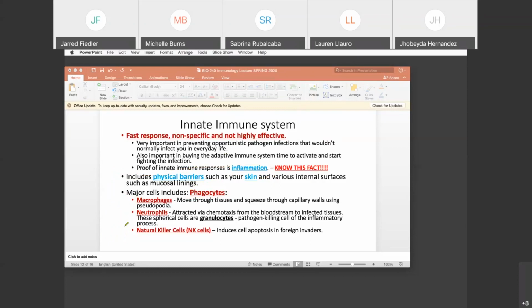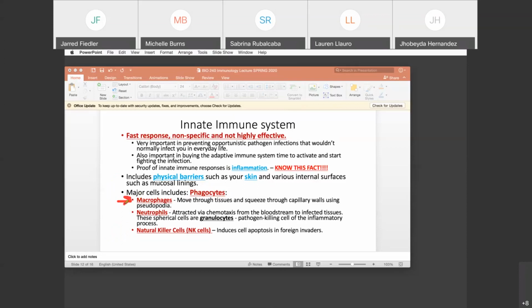They engulf and bring in foreign invaders into their cells, and then they break them down from inside of their own cell by using various enzymes, okay? So yeah, let's talk about them. Okay, so the first one is macrophages.